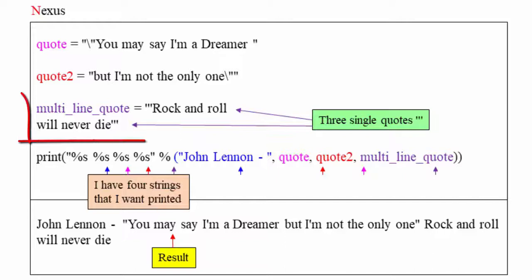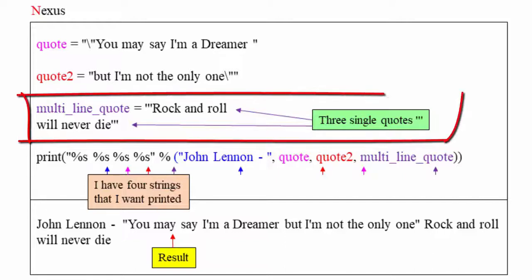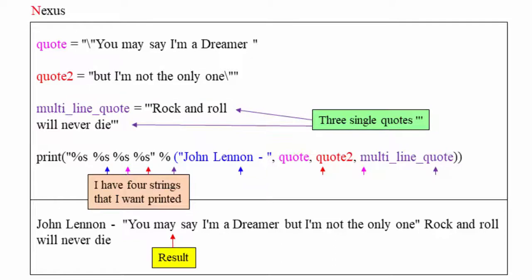Then I'm going to have my multi-line quote, which is going to be my 3 single quotes. It could have even been 3 double quotes, rock and roll, and then on the next line, will never die, 3 single quotes. In my print statement, it's going to say I've got 4 strings that I want printed. And here they are, all 4, %s.